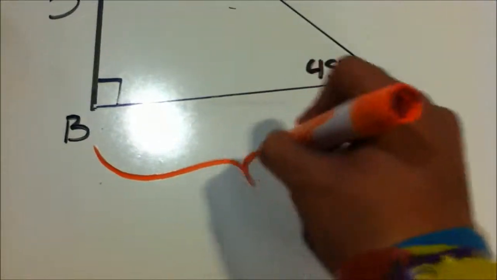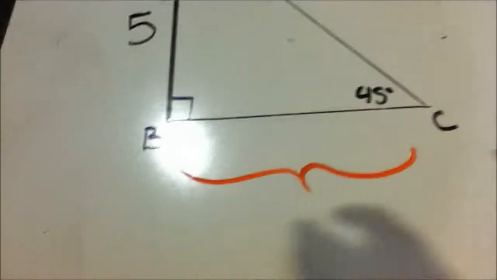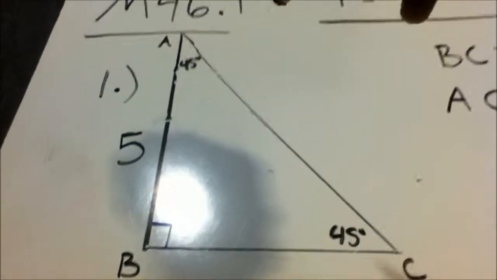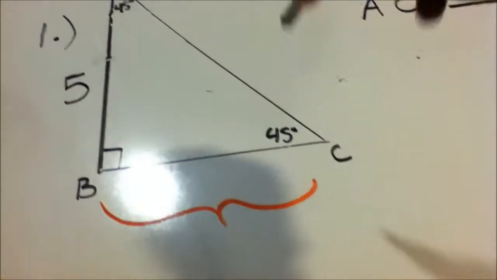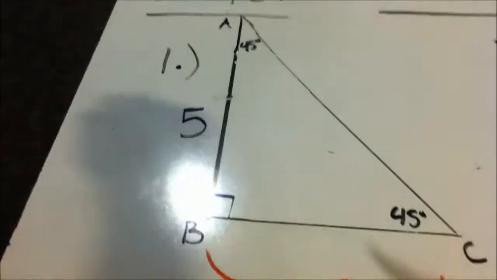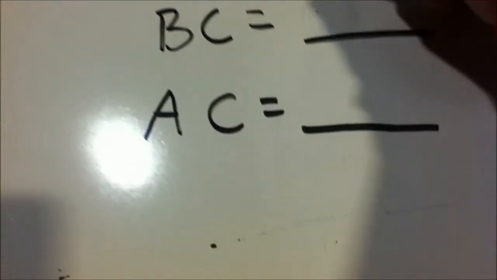The length of BC, which is right here, is diagonally across from the other 45. Therefore, we know that this 5 is the same as this 5 because 45, 45 are always the same. It tells us that the length of BC is going to be 5 units.